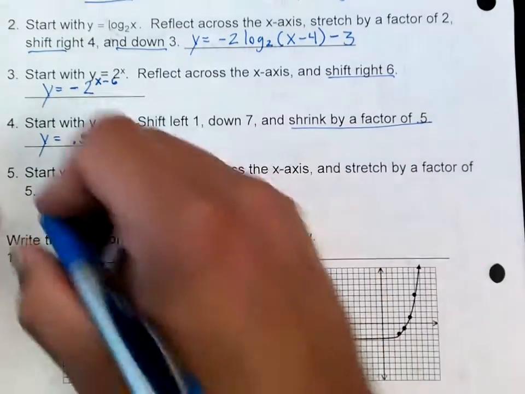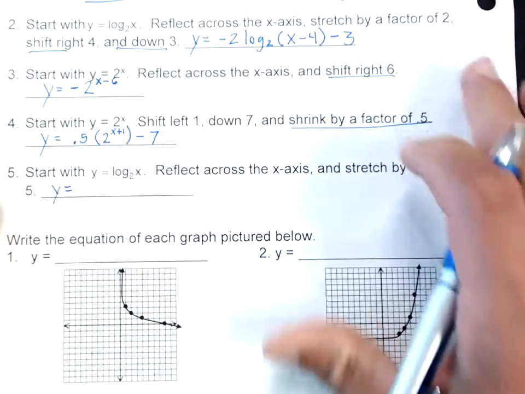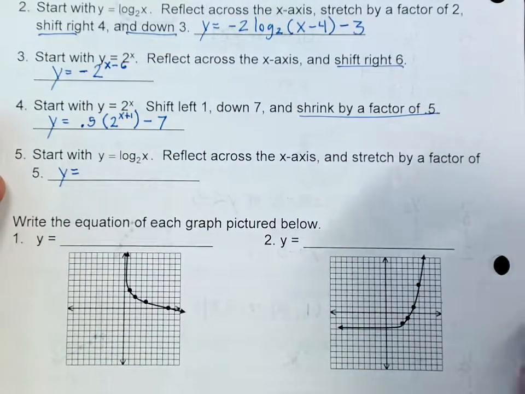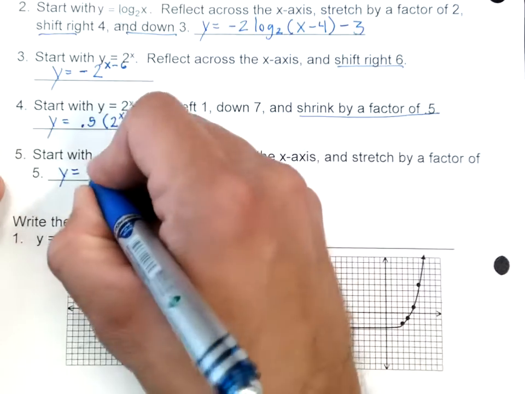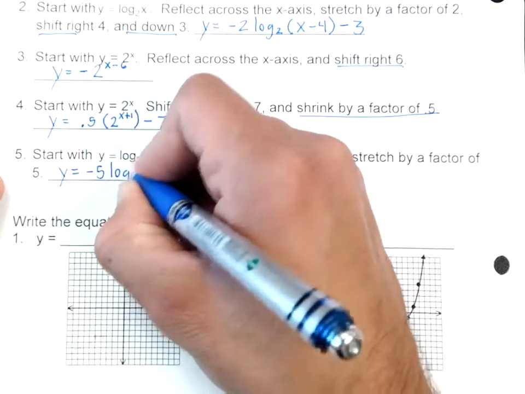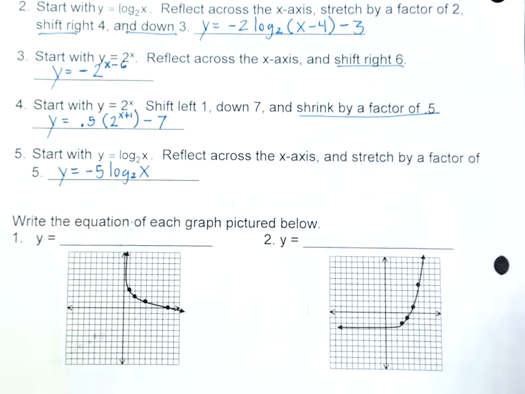Alright, last but not least, this one right here. I have y is equal to, let's see, reflect across the x-axis, so we have a minus, stretch by a factor of 5, log base 2 of x. There's no left or right shift, so that's it.